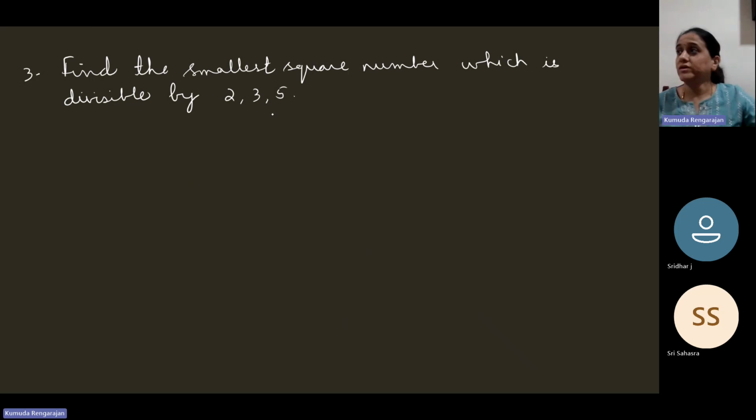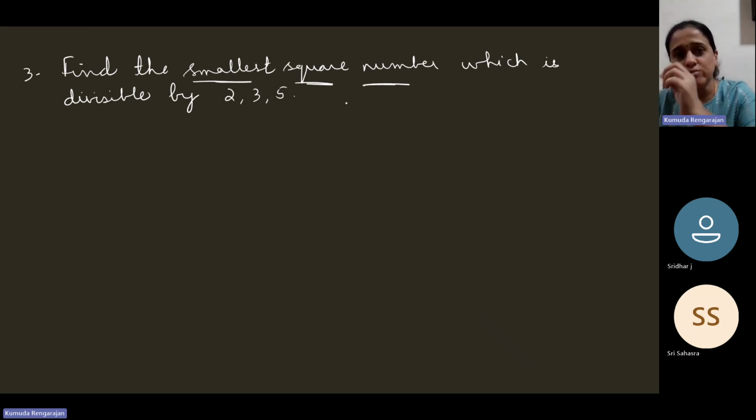How do we do this? Find the smallest square number, which is divisible by 2, 3, and 5. So the answer is in 2 steps. First, you should find the smallest number, which is the LCM. Then you should convert that to a square number. See, the question is find the smallest square number. You first find the smallest number, which is the LCM of the 3 numbers. Smallest and square number it should be.